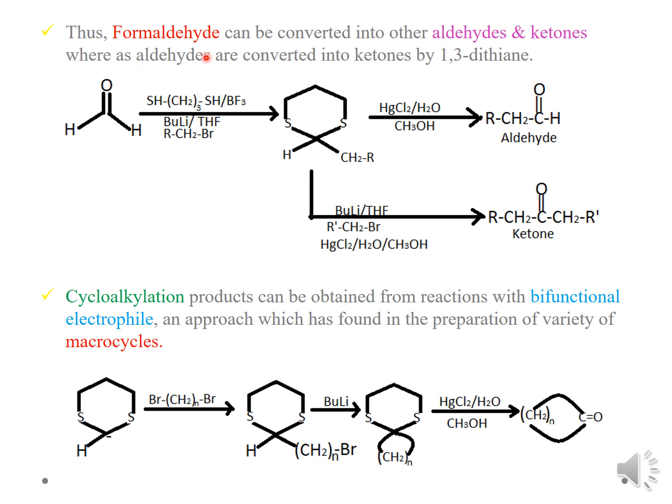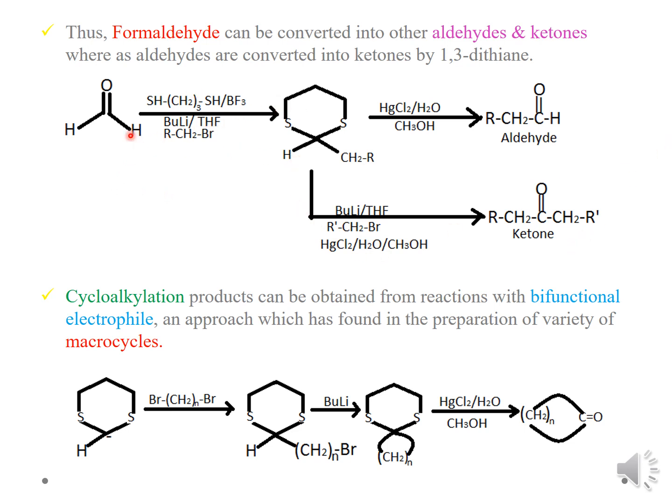And then if you take, for example, an aldehyde, and that R group is replaced by an H, it will become formaldehyde. Here there are two possibilities. The formaldehyde can result in an aldehyde and a ketone. The aldehyde can also result in the ketone in the presence of 1,3-dithiane.